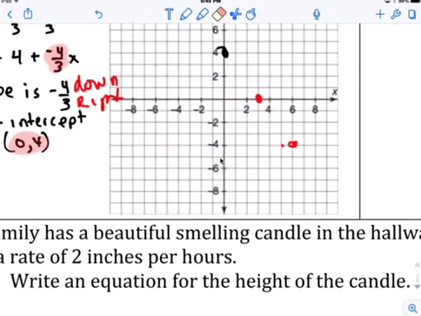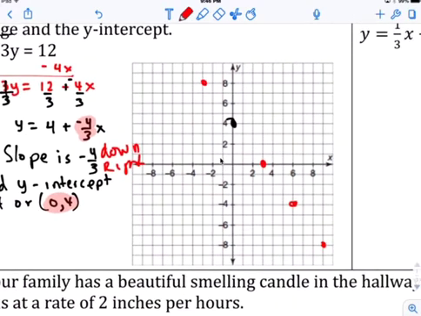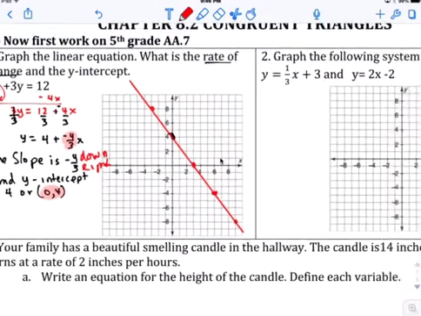Keep going in that direction. Down 4, right 3. Go the other way, you run out of room. Connect the dots. There you go. That's your linear equation.